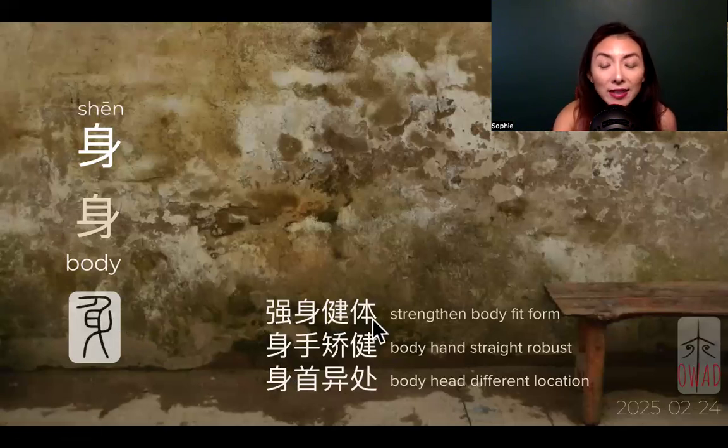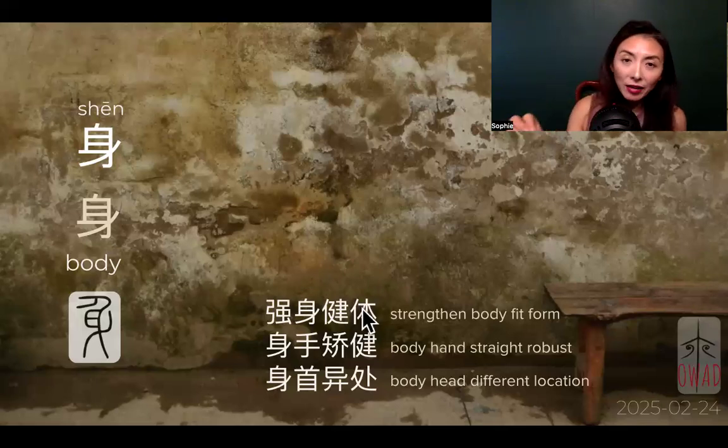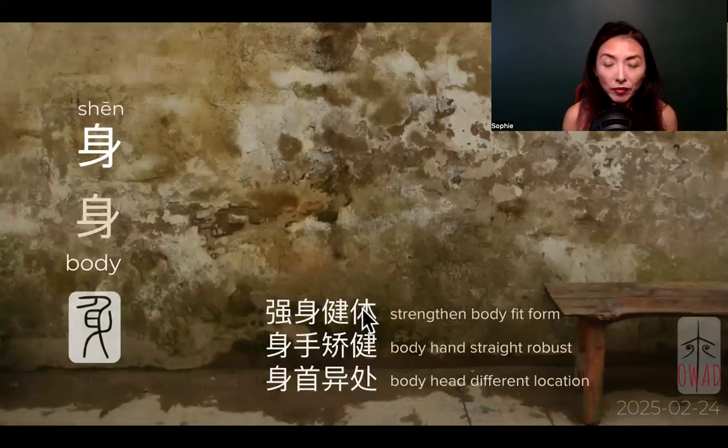Expressions like 强身健体. We use two adjectives. One is strengthen, and 健 is to stay fit, in front of 身 and 体. So oftentimes in contemporary Chinese, we have 身体 paired together to mean our body. And just by itself, 身 can also mean our body, but it's not as colloquial.